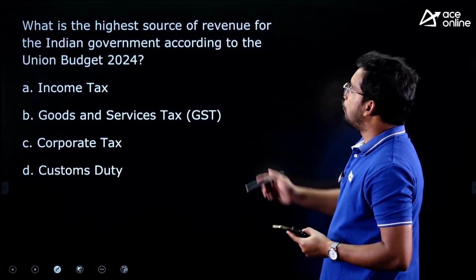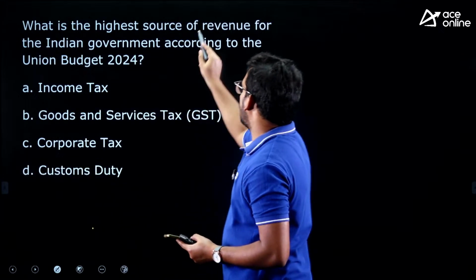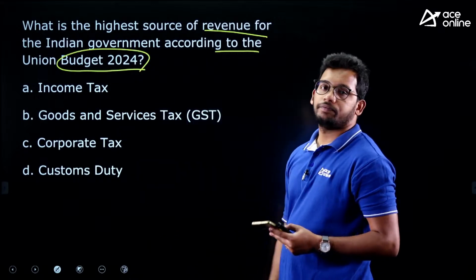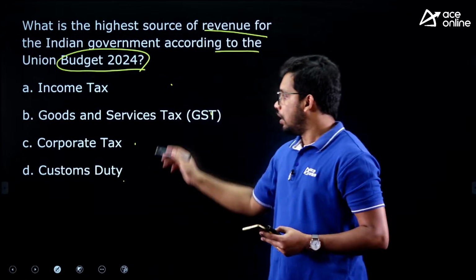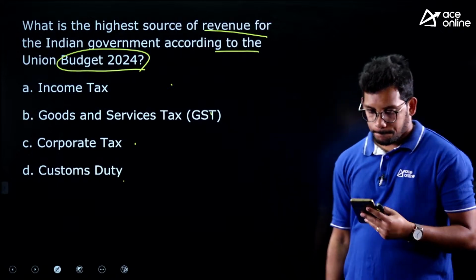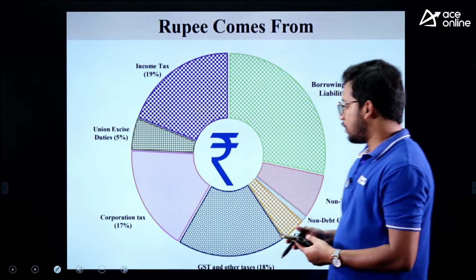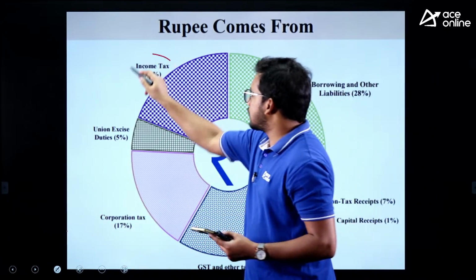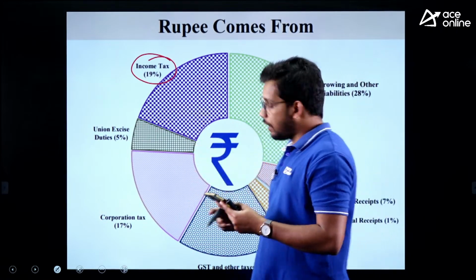Next question, what is the highest source of revenue for the Indian government according to budget 2024? Income tax, goods and service tax, corporate tax, customs duty. Out of this, which one is the highest? Okay, let's see what government said in this year's budget. They are getting money from these sources. Income tax 19%, of the total revenue what government is getting. 19%.